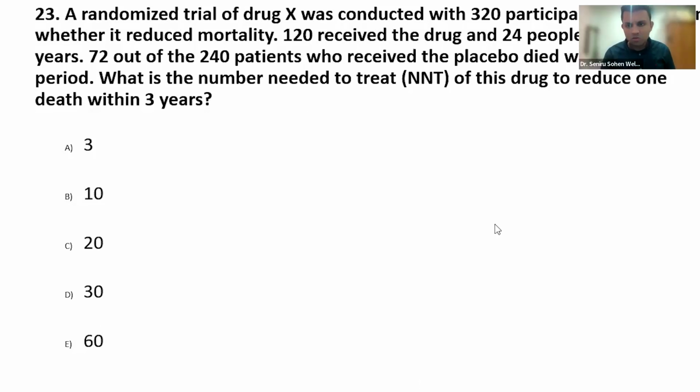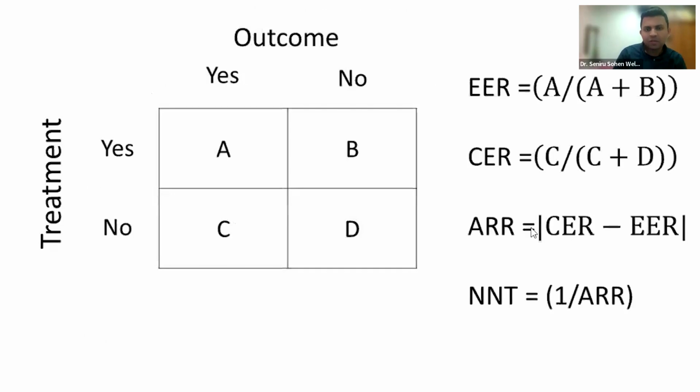So no answer seems to be coming, suggesting that this may be a difficult question. So we will go into how we calculate this. The number needed to treat is 1 over absolute risk reduction.